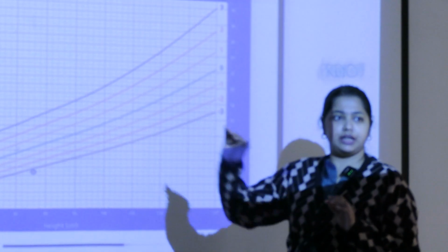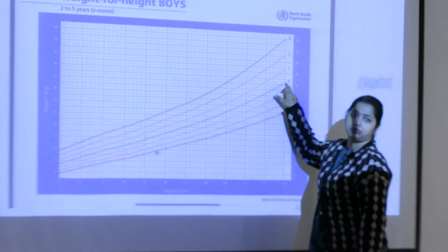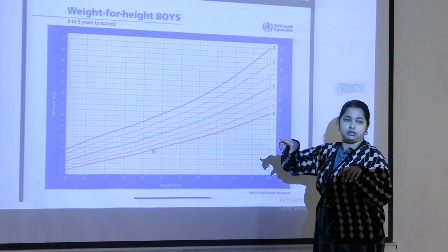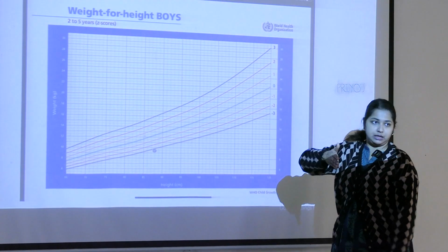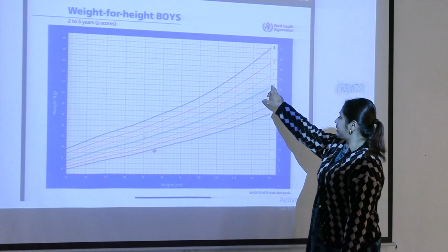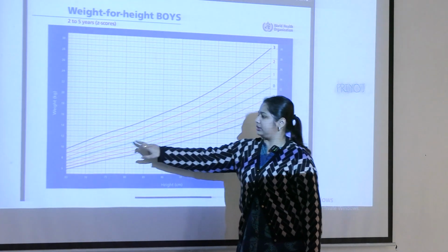The mean weight that should be there at each height should lie on this green line, that is where the Z score is 0, the middle. At the middle of that bell curve, if there is a middle point, that is the mean point. So that mean should be there. So at each height, the weight should lie on these points.